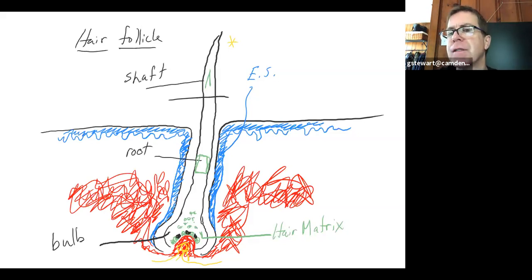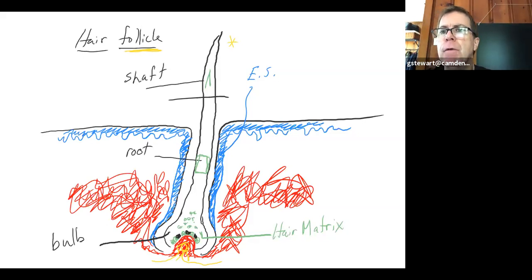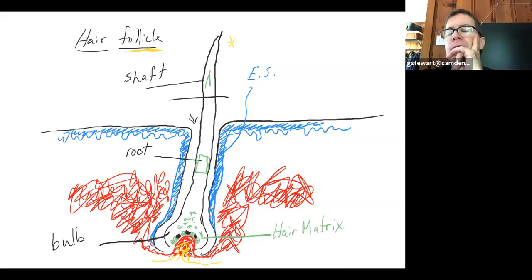So the follicle itself, this word follicle, just refers to this entire structure, really this encasement that a hair grows in, this cavity. But it includes all of these structures. The epidermal sheath, and there's layers to that I don't have time to go into right now. This dermal papilla, the hair matrix, the specific areas of the hair itself.